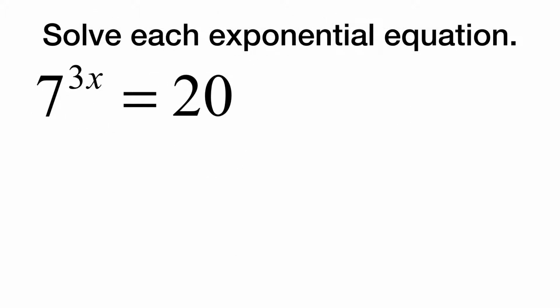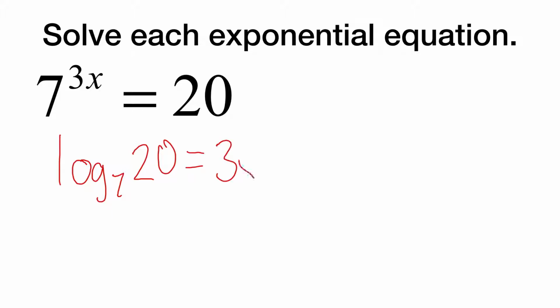Alright, so now that we've done that, let's try this. 7 to the 3x equals 20. What we're trying to do is solve these exponential equations, but the problem is that our variable is in the exponent. So to get the variable out, we have to go to its inverse, the logarithmic function. So we're going to rewrite this equation. It would become log base 7 of 20 equals 3x.